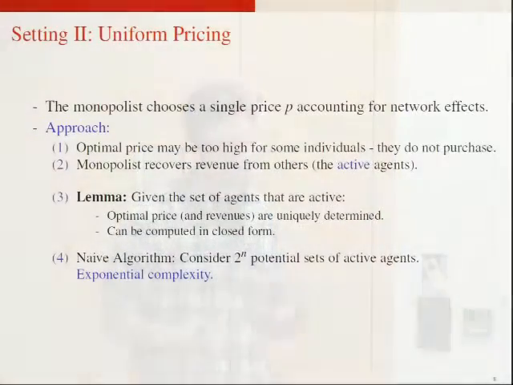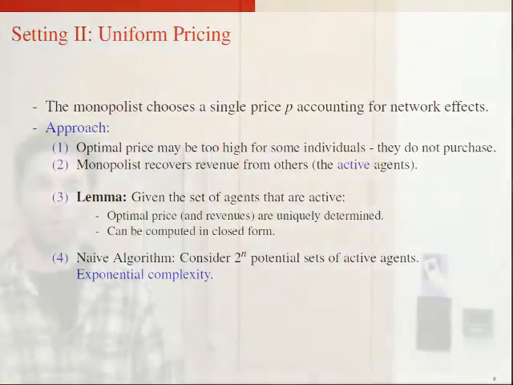Okay. A lemma here that helps us with the analysis is that if we restricted attention to a subset of the agents and required that those agents should buy a positive amount of the good, so we would ask the monopolist to offer such a price so that at least those agents buy a positive amount of the good, then we could solve for the optimal such price and for the revenues in closed form.